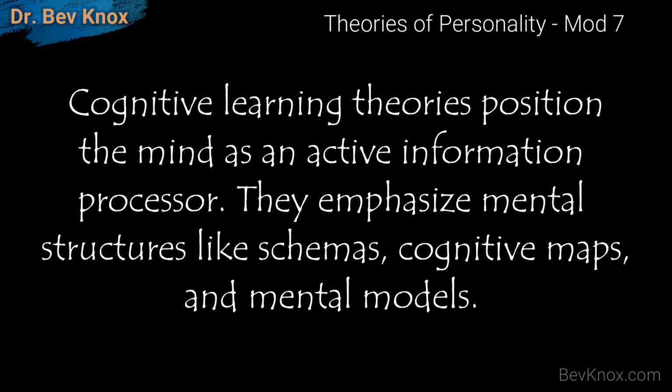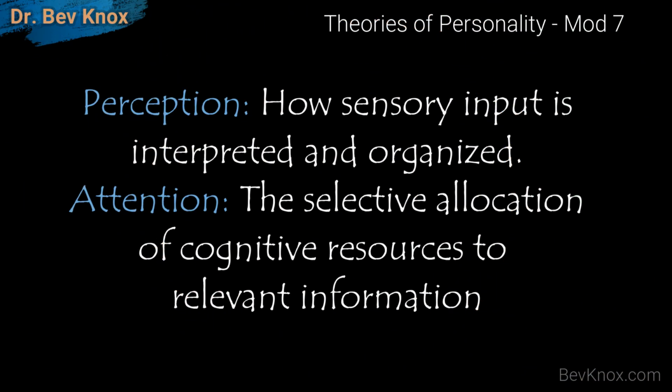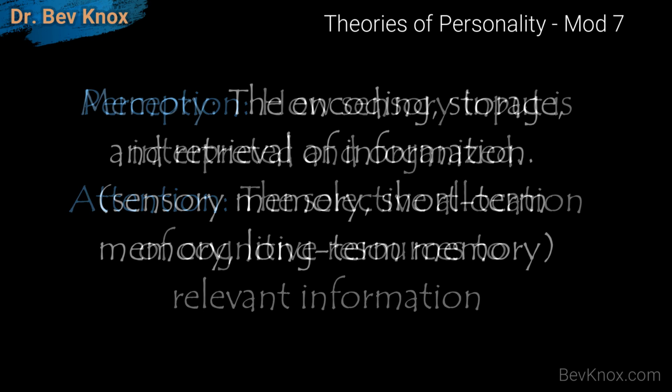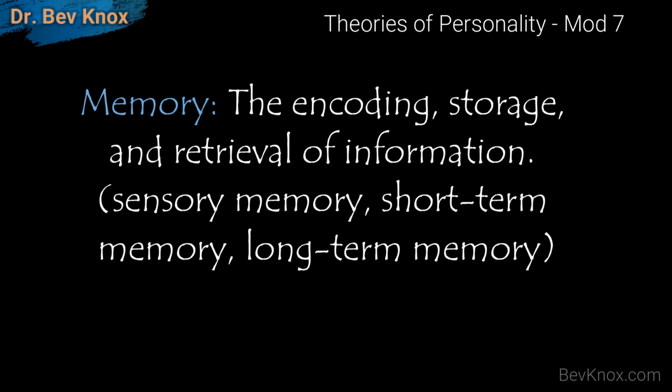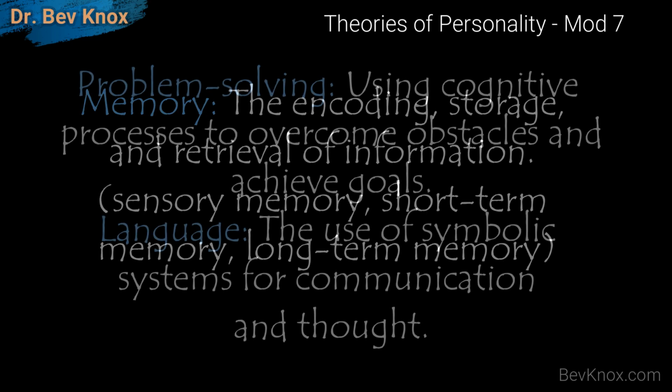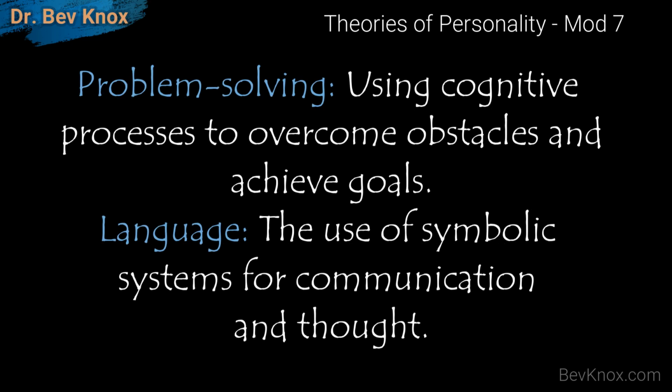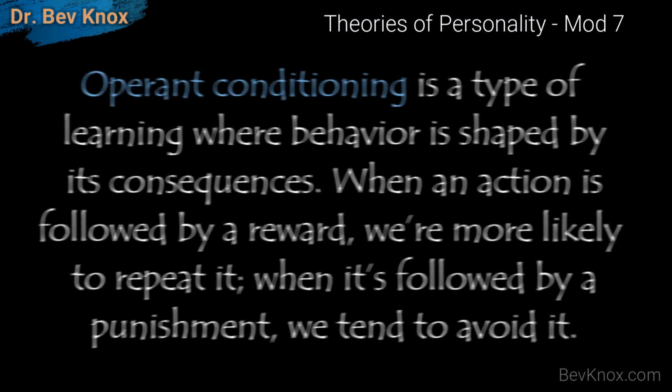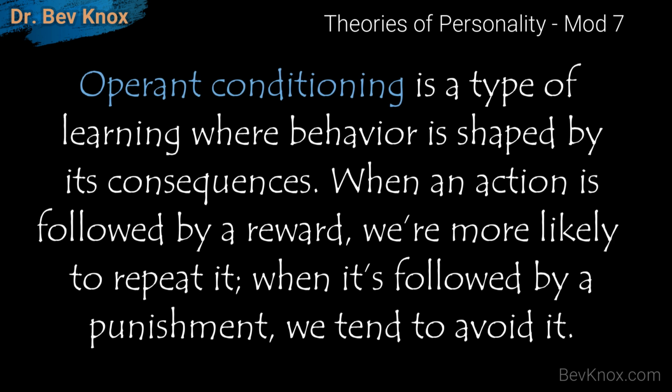They emphasize mental structures like schemas, cognitive maps, and mental models. These theories explore the interplay of perception, how sensory input is interpreted and organized; attention, the selective allocation of cognitive resources to relevant information; memory, the encoding, storage, and retrieval of information, e.g., sensory memory, short-term memory, long-term memory; problem solving, using cognitive processes to overcome obstacles and achieve goals; and language, the use of symbolic systems for communication and thought.